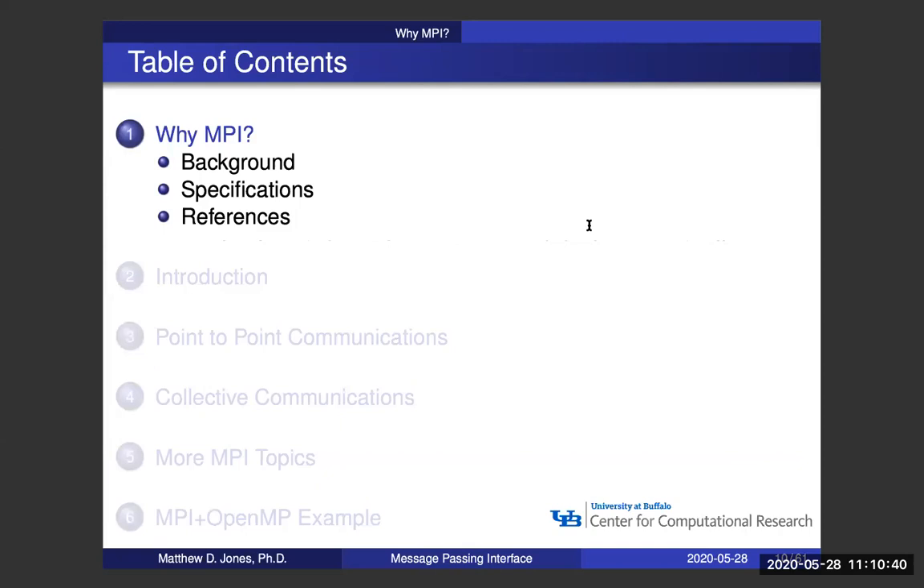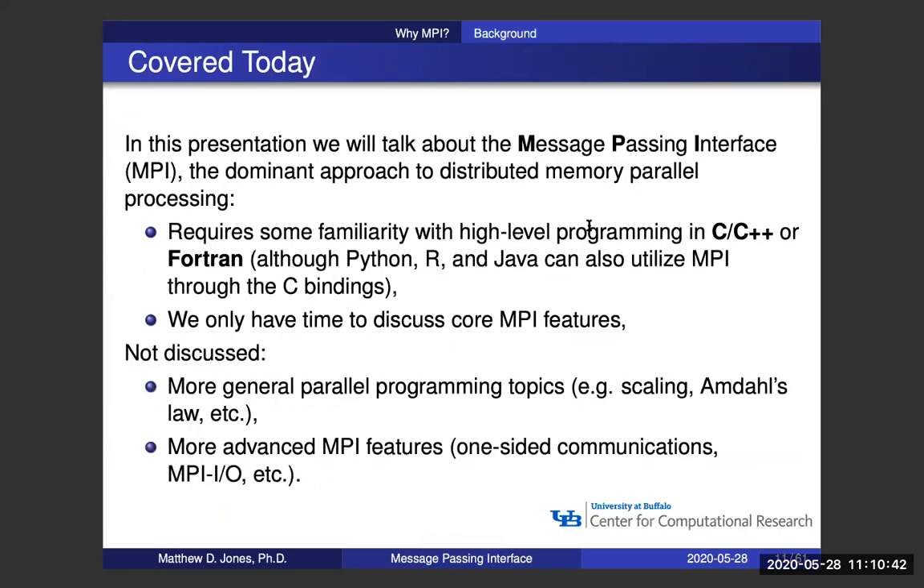Okay. A little bit more background. What are we going to talk about today? Well, we're going to talk about MPI in the core sense. This is going to require at least some passing familiarity with C and Fortran. Although you can use MPI from other languages, it's fairly popular to use it from Python or R these days, and also Java. They just leverage the C bindings in their interfaces.